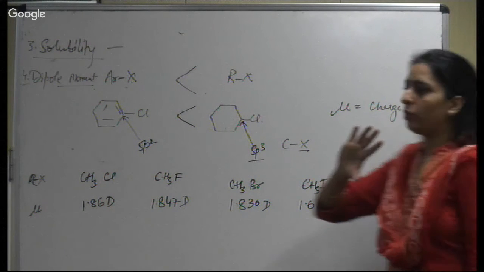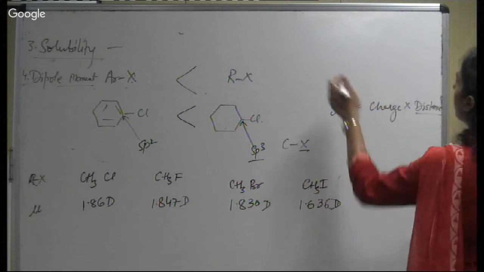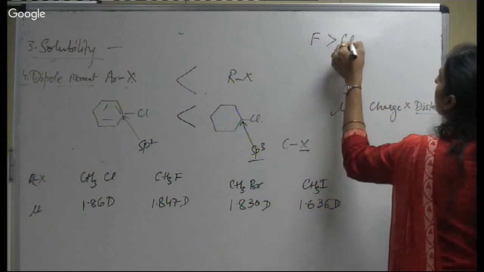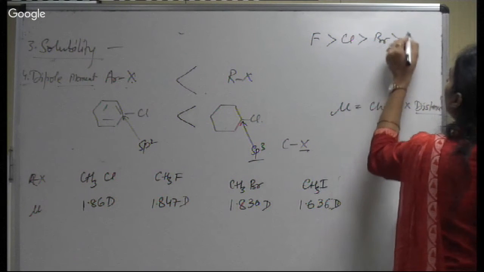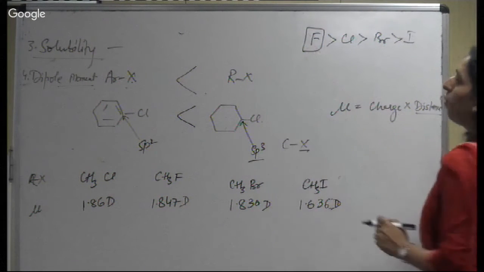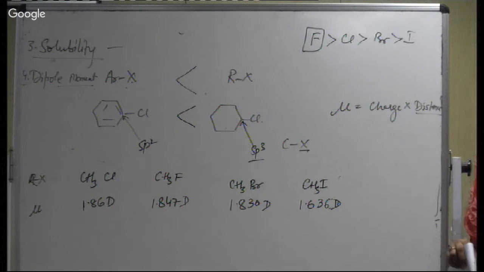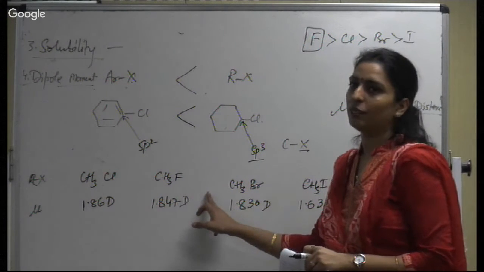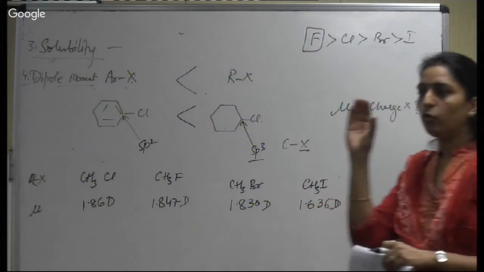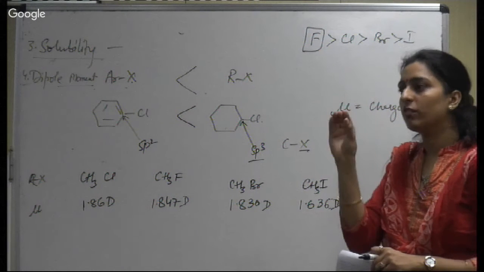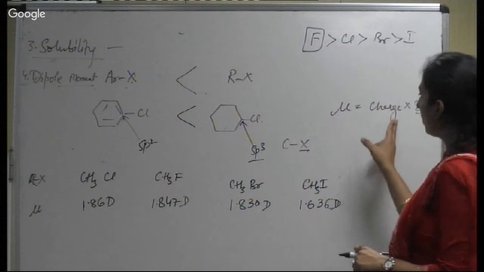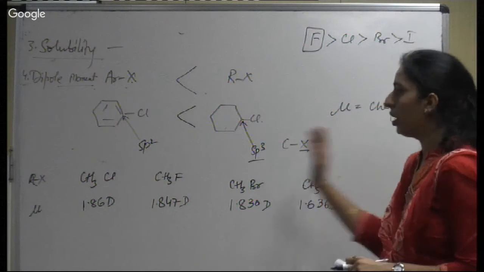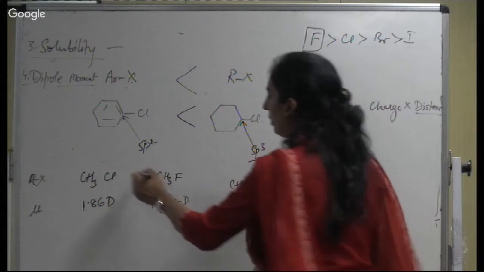So I think you all should agree to this point that since the electronegativity order is this, the dipole moment for the fluoride should be the highest. But in the case of alkyl halide even, it is not the highest. Why? The reason is fluoride is very small. So because of the small size, the product comes out to be a bit smaller than the chlorine.